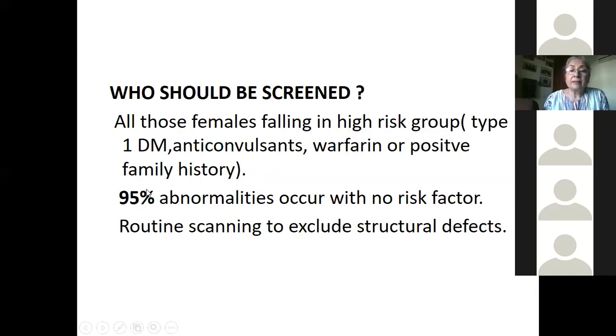But in the majority of females, you don't find everybody on anticonvulsants or everybody diabetic. There's a normal couple who have had a couple of normal pregnancies, and suddenly they have one baby who is congenitally malformed. So quite a high percentage of abnormalities occur in people who have no risk factors for that, or no reason for developing a defect.